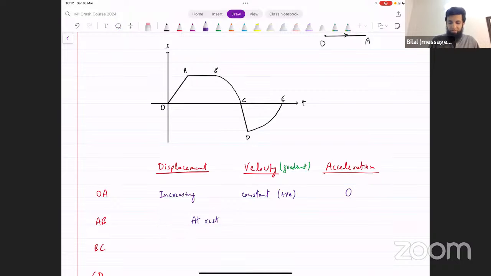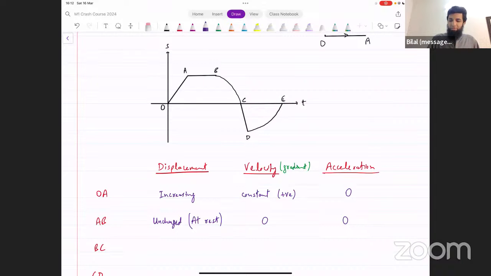The particle is at rest, and the displacement is unchanged. There's no change in displacement from A to B. If there's no change in displacement, what about velocity? That means velocity is zero. The object is not moving. What about acceleration? Acceleration is also zero. If the velocity remains at zero, acceleration is also going to be zero.